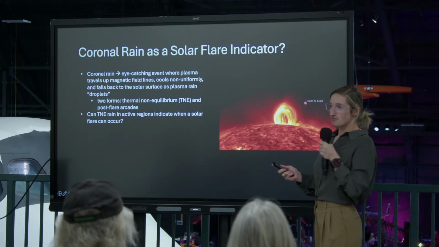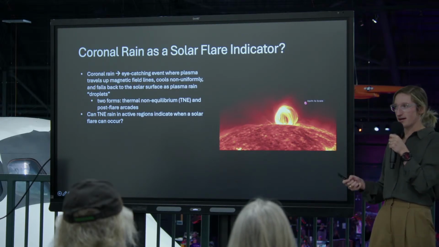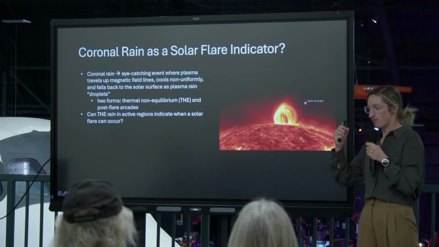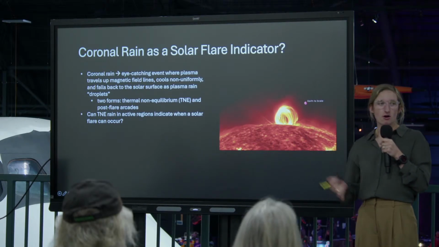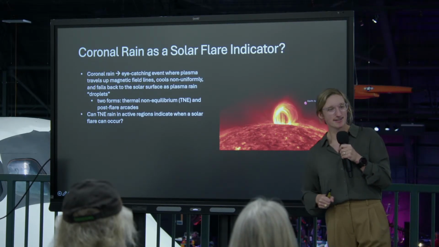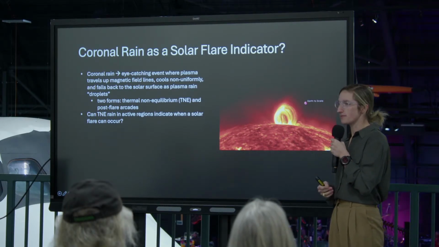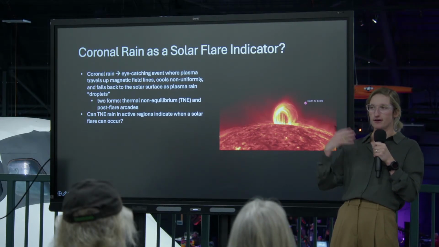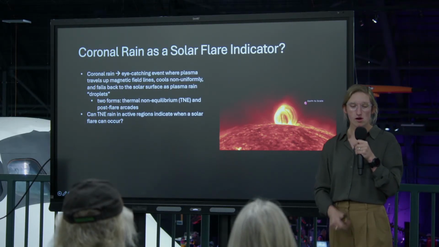So there are two forms of coronal rain. The first form is thermal non-equilibrium rain, which we all just call TNE, and it's the rain that occurs really all day on the sun. It's normally smaller rain showers, a little mist of rain, and it just happens due to a non-uniform heating of plasma going on all the time on the sun, because it's not heated the same way throughout the whole solar globe.